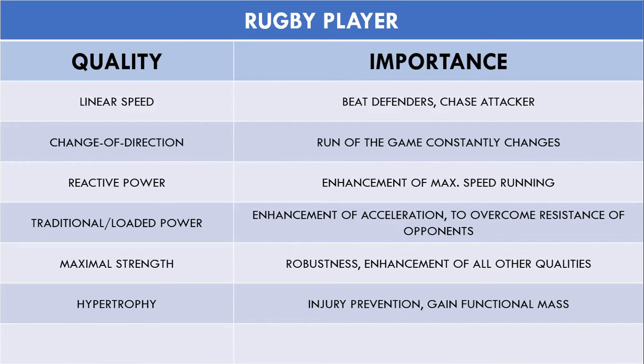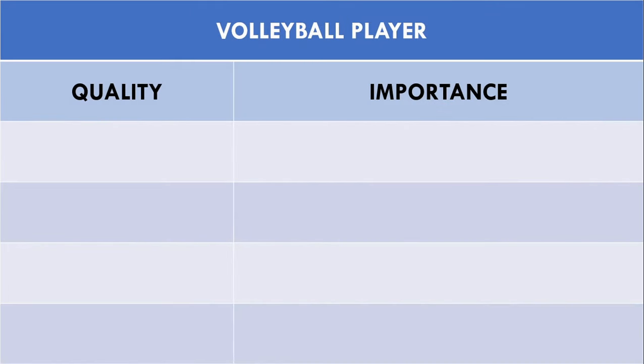Maximal strength is important for overall robustness and its benefits for all other qualities. Hypertrophy may be important for most players since a bigger body is generally better for tackles, and it can also be helpful to build up susceptible areas that are prone to injury. And lastly, endurance training is also important to ensure high intensity efforts are able to be repeated throughout the entire match.